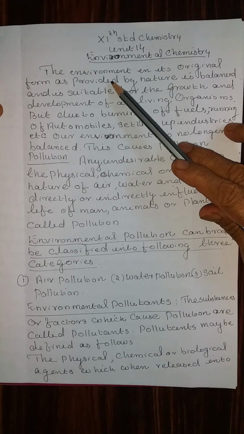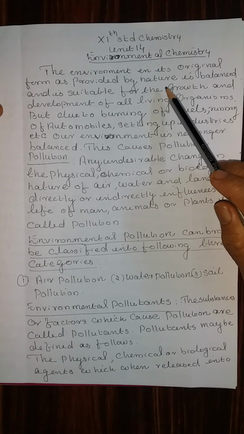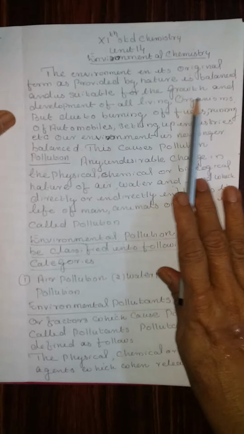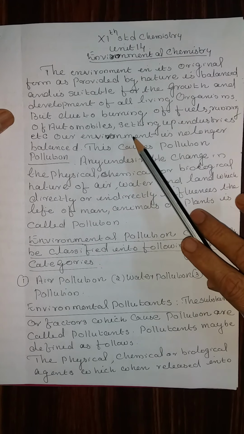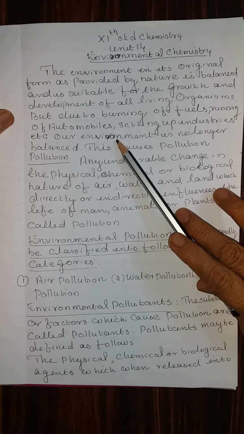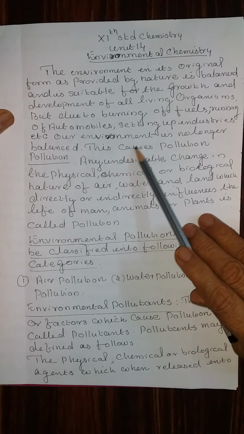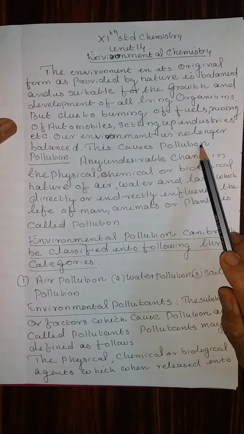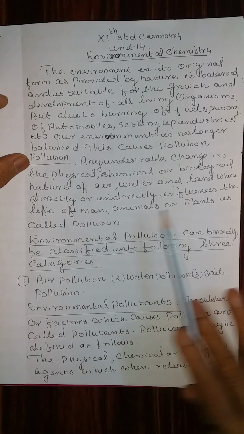pollutants. The environment in its original form, as provided by nature, is balanced and is suitable for the growth and development of all living organisms. But due to burning of fuels, running of automobiles, setting up industries, etc., our environment is no longer balanced. This causes pollution. What is the meaning of pollution?